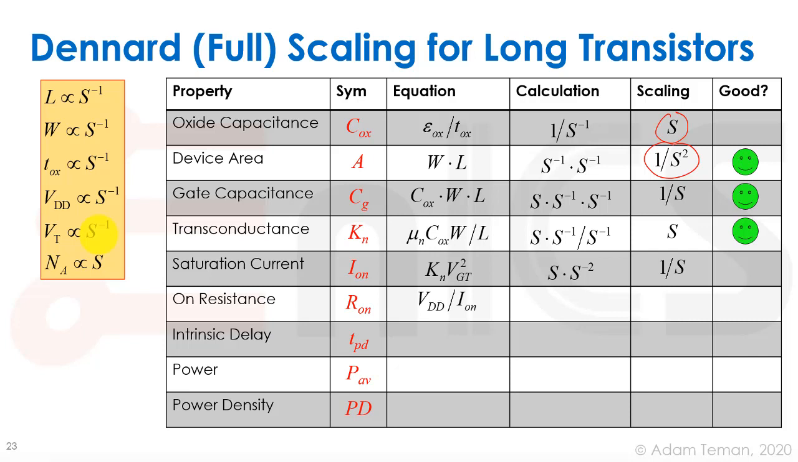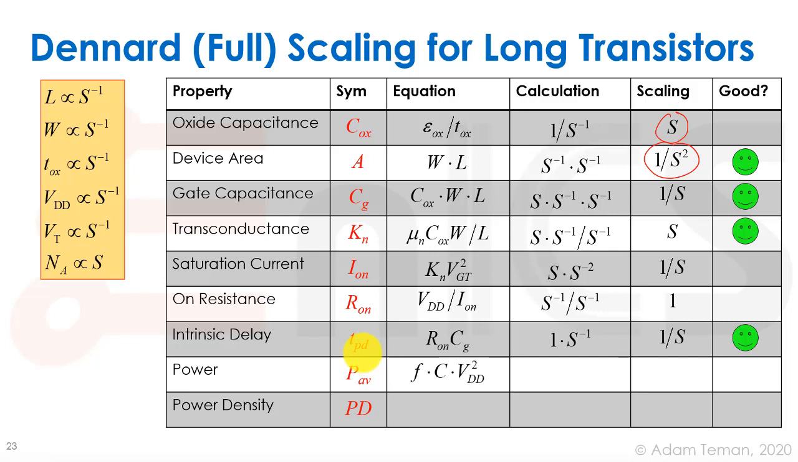Well, our on resistance, we said, is VDD over ion. VDD reduces by S, and ion, we said, also reduces by S. So having them both reduced by S means that our on resistance stays constant. So let's see how that affects our intrinsic delay. Our intrinsic delay is proportional to R on CG. Well, CG reduces by 1 over S, and our R on, we said, stays constant. So we get a total reduction of 1 over S, and having a lower TPD means that we're going to be able to raise our frequency basically by S, so we're very happy with that.